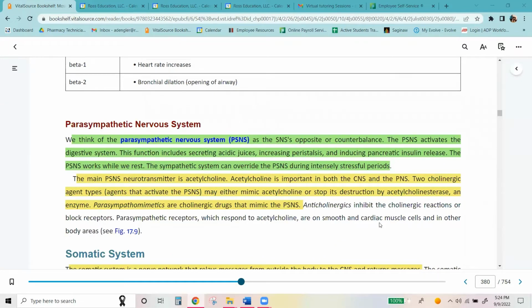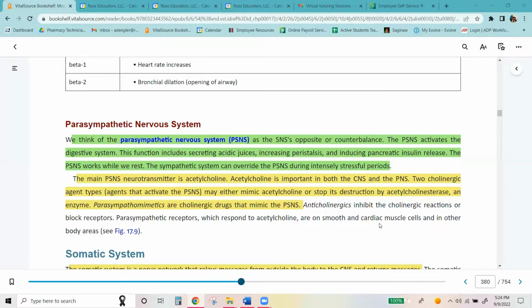We think of the PSNS as the SNS's opposite or counterbalance. The PSNS activates the digestive system. This function includes secreting acidic juices, increasing peristalsis, and inducing pancreatic insulin release. The PSNS works while we rest. The sympathetic system can override the PSNS during intensely stressful periods.